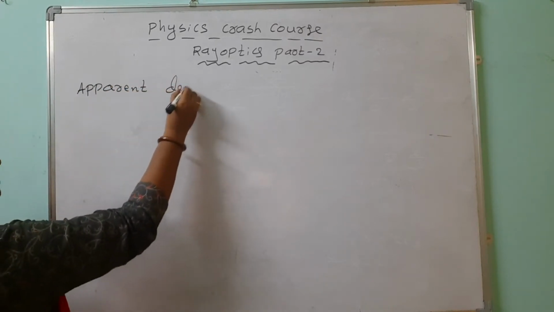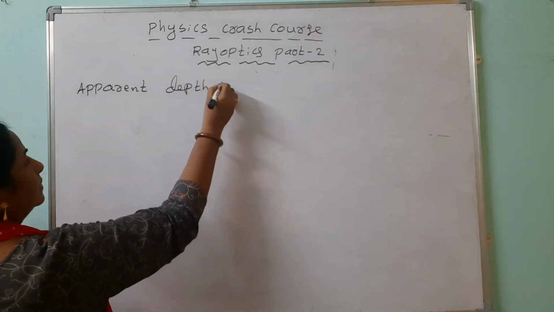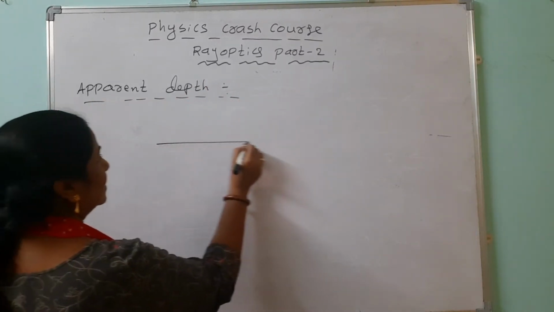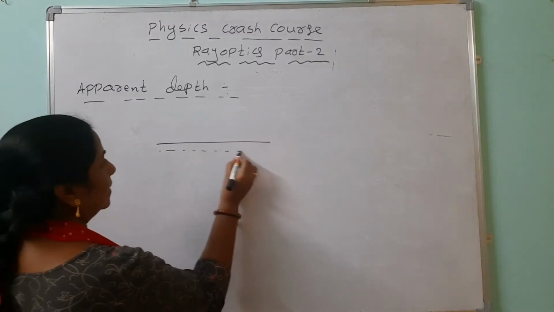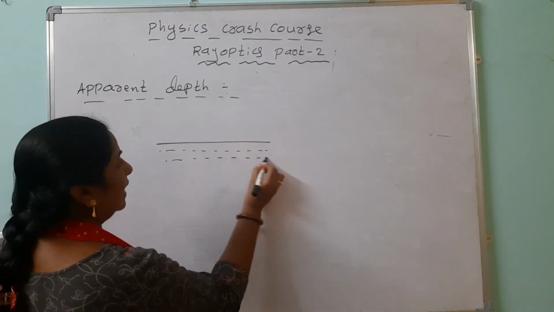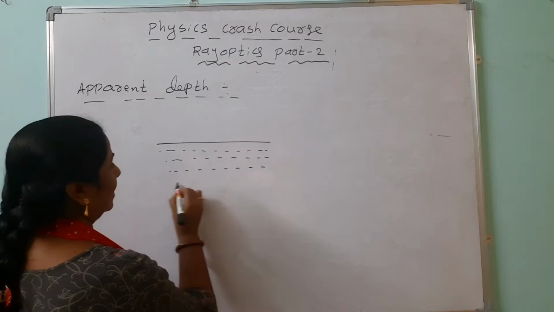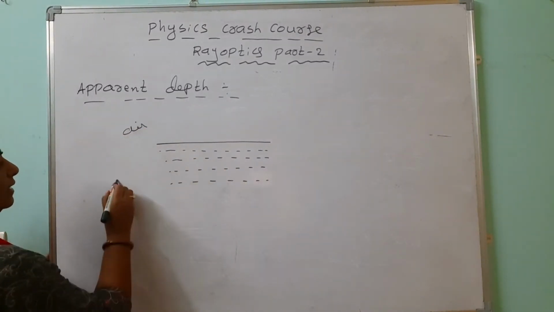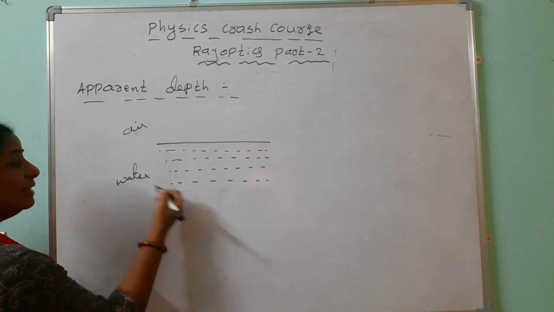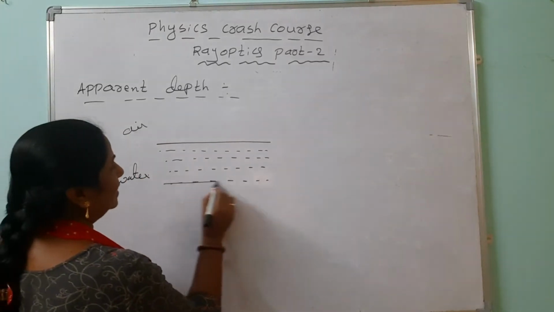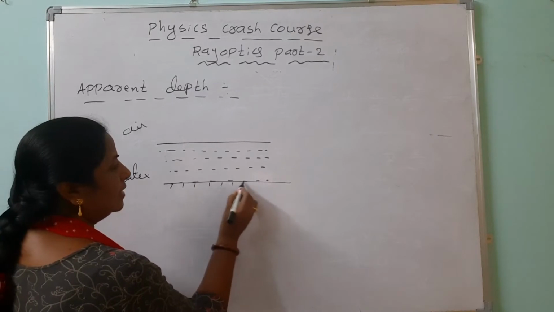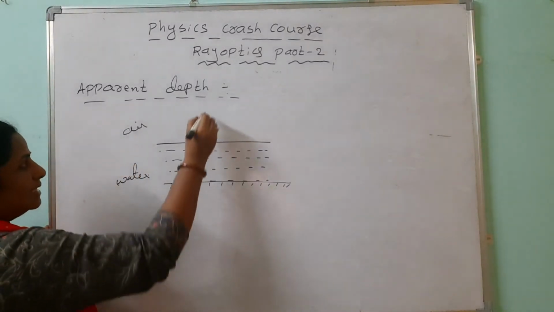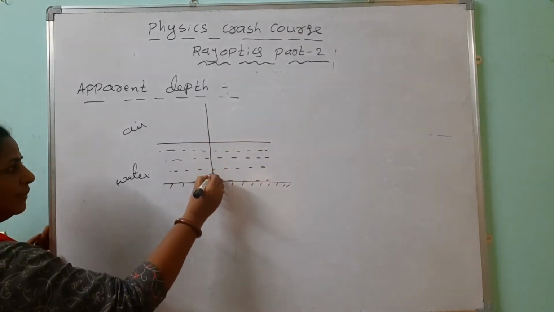Apparent depth. Look, this is one surface separating two mediums. One is air, another is water. You can imagine this as a swimming pool. Actually, this is the floor, where there is soil and everything. This is the normal to the surface.